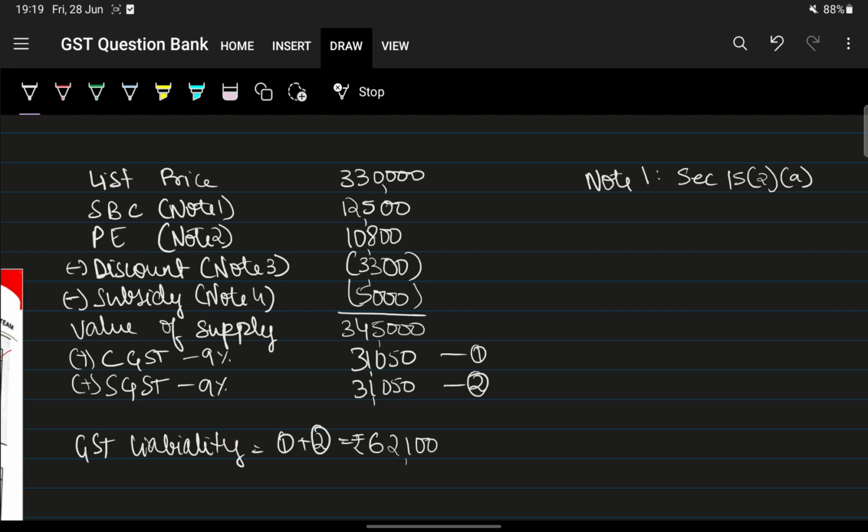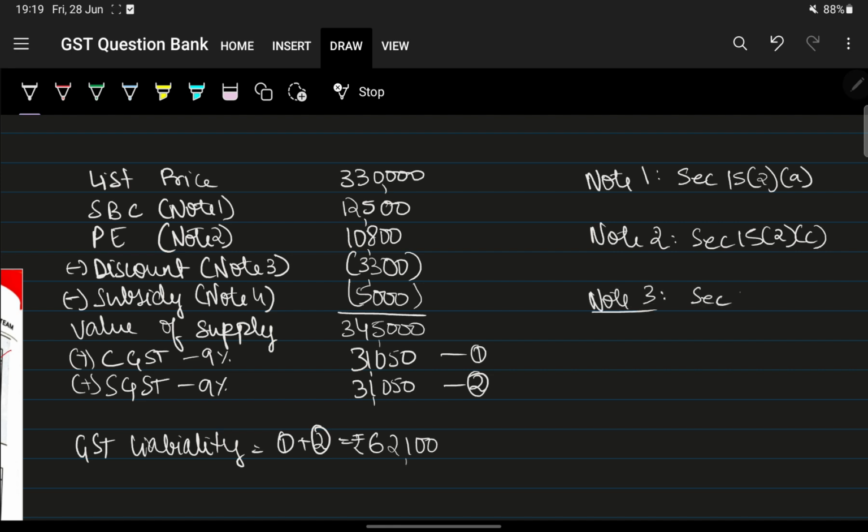Clear? Next, coming to note number 2. Okay, note 2, packing expense, it is an incidental expense, right? So any incidental expense as per section 15 subsection 2 clause C. Okay, what do you see? Incidental expenses. Okay, so any incidental expenses that take place before or at the time of supply is to be included in the value of supply. Okay, next, note number 3.